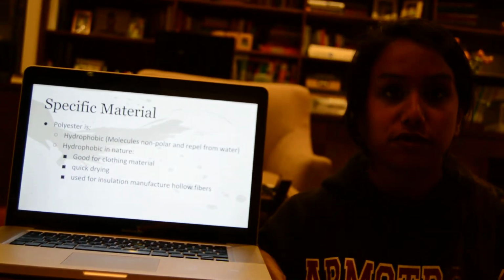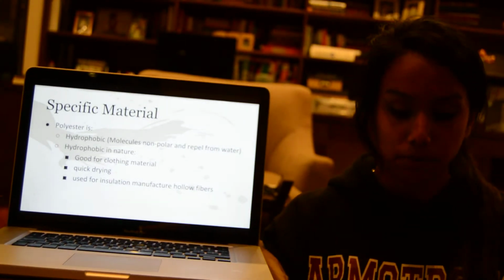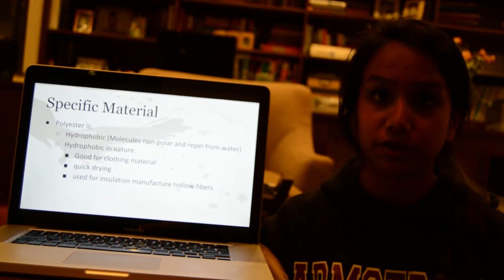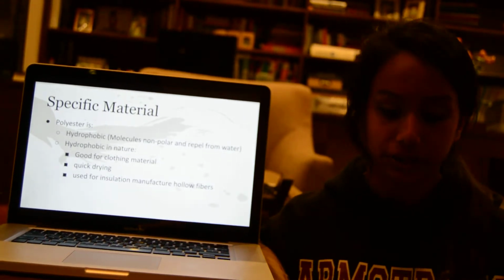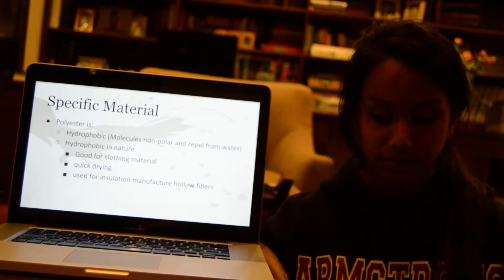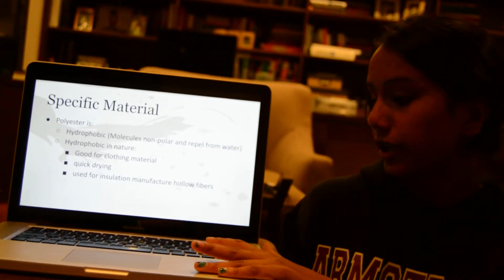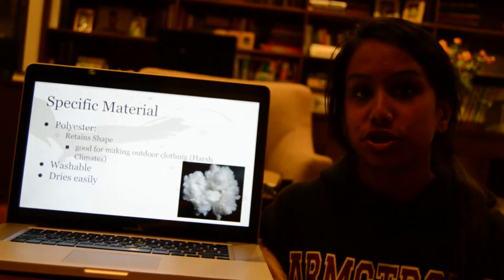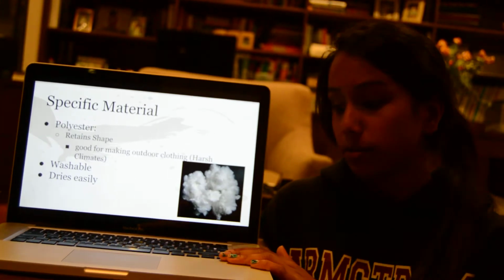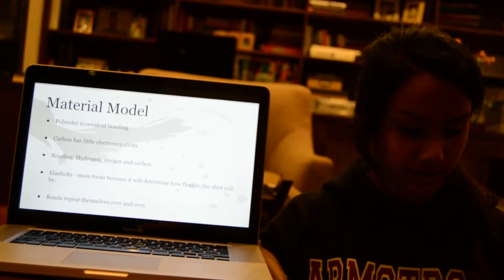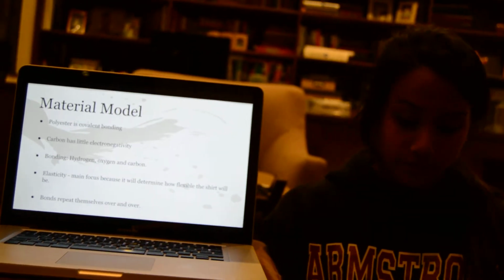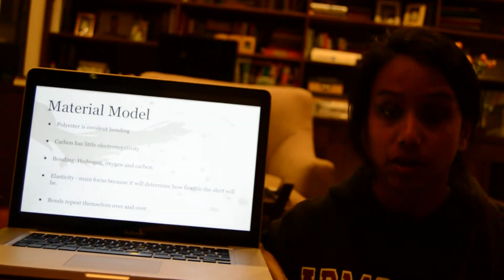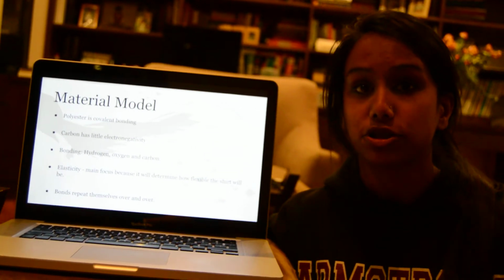Polyester is also hydrophobic, meaning its molecules are non-polar and repel water. With that in mind, hydrophobic is good for clothing material, used for insulation, manufacturing hollow fibers, and quick drying. This is what polyester looks like, and it can also retain shape and is even washable and dryable. We know that polyester has covalent bonding. That means it consists of carbon, hydrogen, and oxygen.